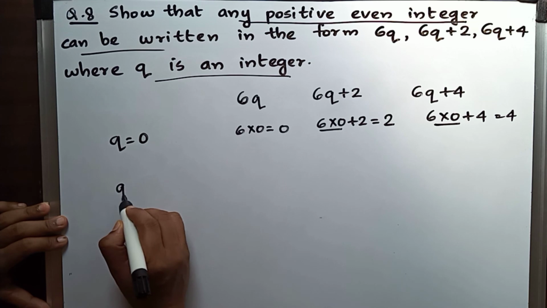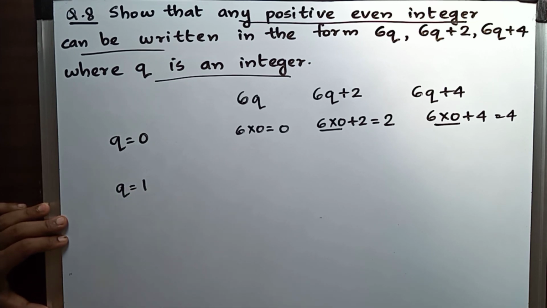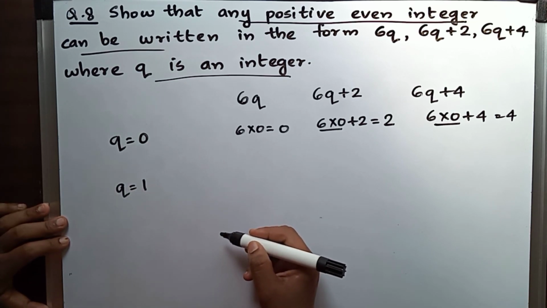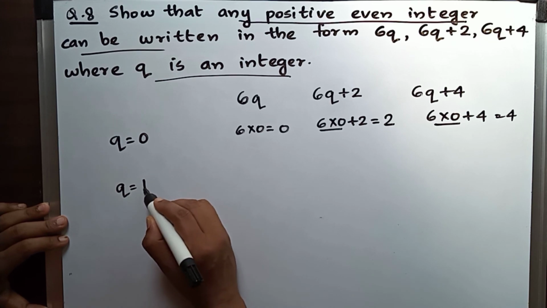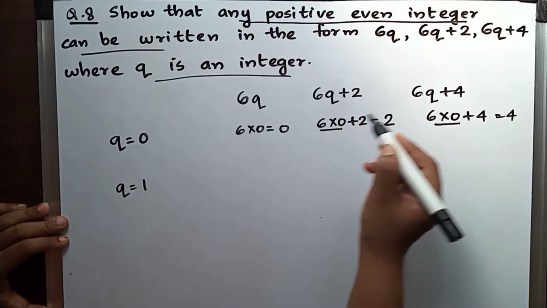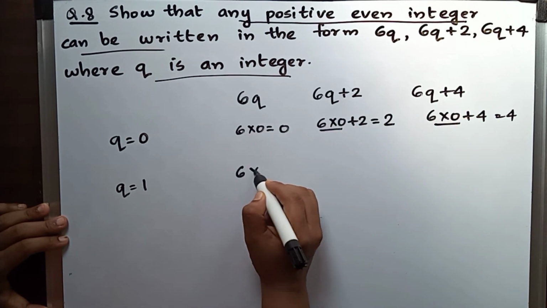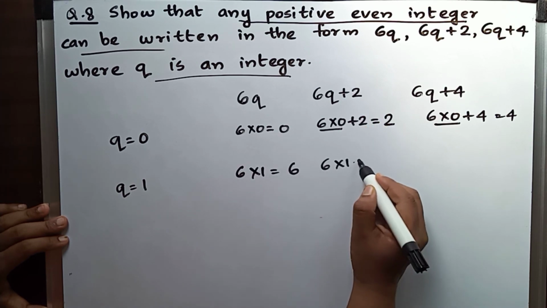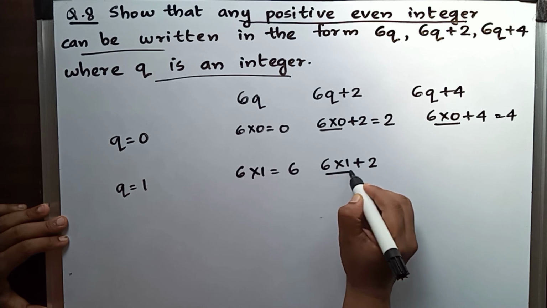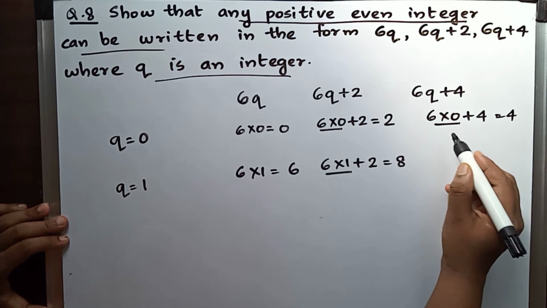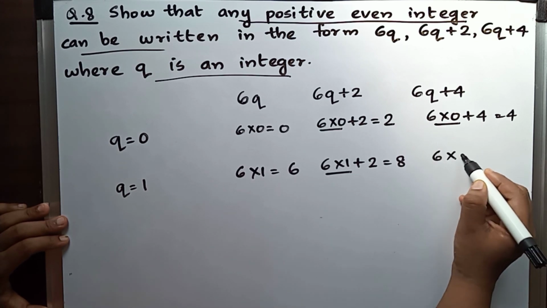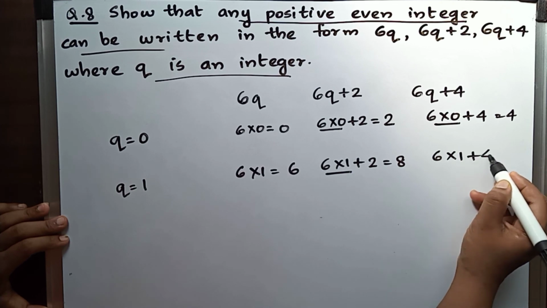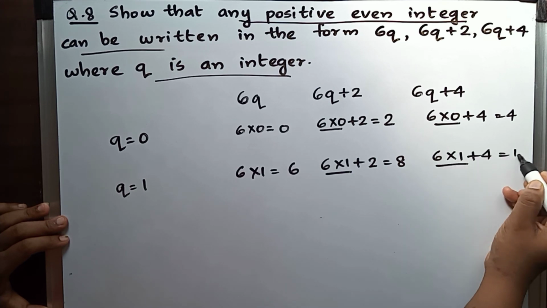Now let us give q equal to 1. Okay, we are going to substitute 1 in all these places. Okay, 6 into 1, that is 6. Here 6 into 1 plus 2, that is 6 plus 2, that is 8. Here it will become 6 into 1 plus 4, 6 plus 4, that is 10.